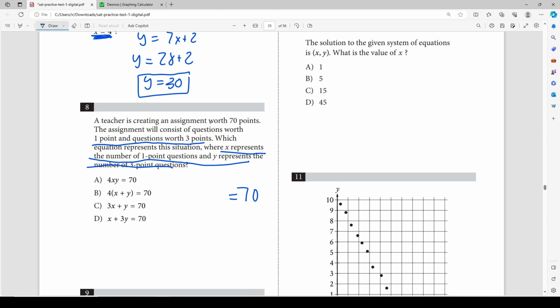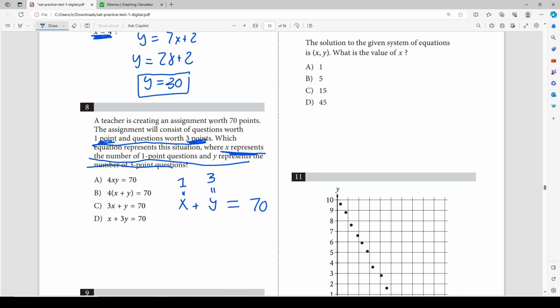Everything has to equal 70, right? So what else happens is that you have questions worth 1 point and you have questions worth 3 points. So the total number of 1-point questions plus the total number of 3-point questions have to equal 70 points in total, right? Now, it's saying that x represents the number of 1-point questions. So here, x is representing 1-point questions, and here, y is really representing 3-point questions, right? So, x plus y, when you account for the points, is going to equal 70, right?